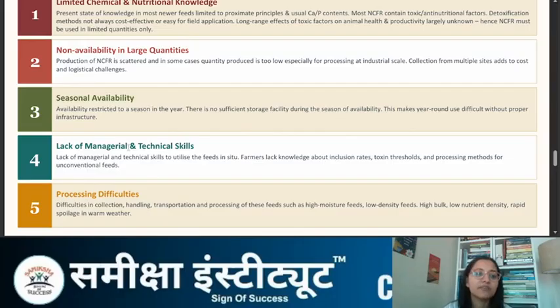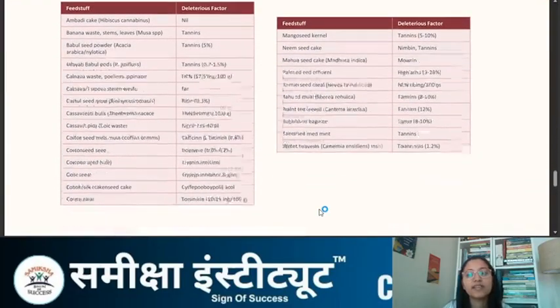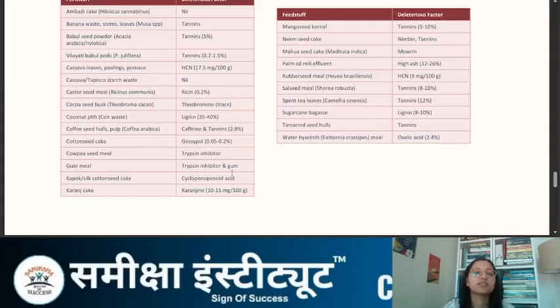Then lack of technical skills, managerial technical skills. Then processing difficulties, as already mentioned, difficulties in collection, handling, transportation and processing. Then next, what are the deleterious factors or the toxic factors, anti-nutritional factors that we will observe? This is important. So ambadi cake, then banana waste.